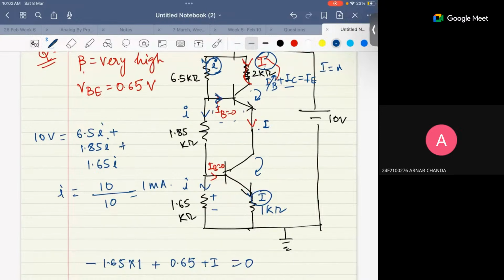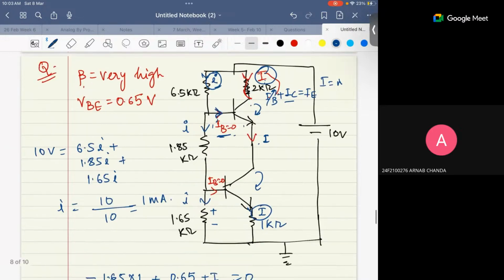IB is 0, right? Why are you not accounting for that in the loop? Which IB? IB equal to 0, right? That bottom circuit, IB is 0. Base current is 0. So how are we not accounting for that in the KVL? Why are you not adding the resistance? The IB equal to 0 is not accounted in that KVL equation. But IB is already 0, right? So why will we take care of this IB?